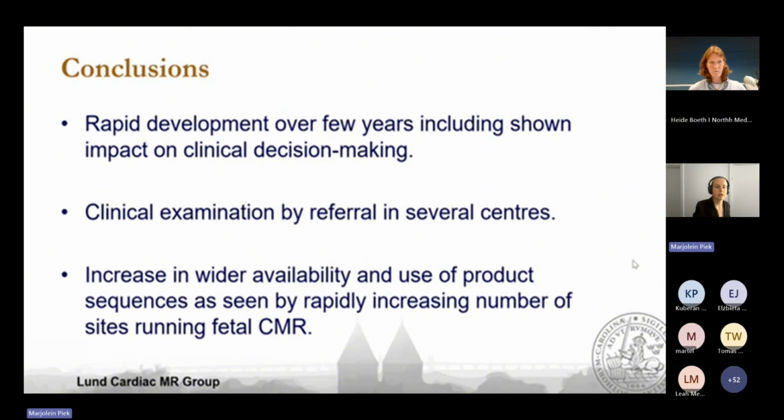So to conclude, there has been rapid development over a few years, including shown impact on clinical decision-making. Clinical examination by referral in several centers already. There's increase in wider availability in use of product sequences, as seen by rapidly increasing number of sites running fetal CMR.